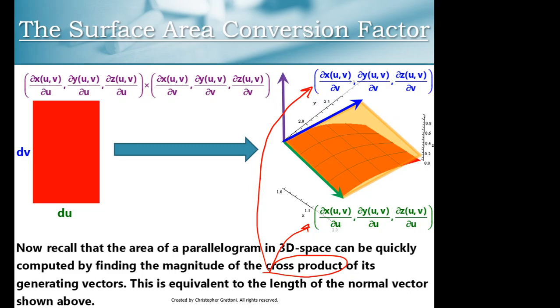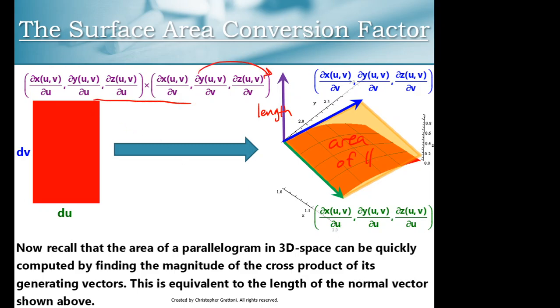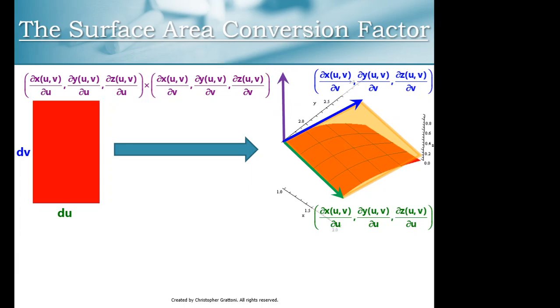And so, interestingly enough, the area of this parallelogram here and the length of this vector are the same, right? Because the magnitude of that cross product is going to be the area of that parallelogram, but the magnitude of that cross product is also going to be the length of this normal vector. So kind of a strange thing going on here. The length of that normal vector is representative of the size of the surface area conversion factor at a particular point, which is kind of cool.